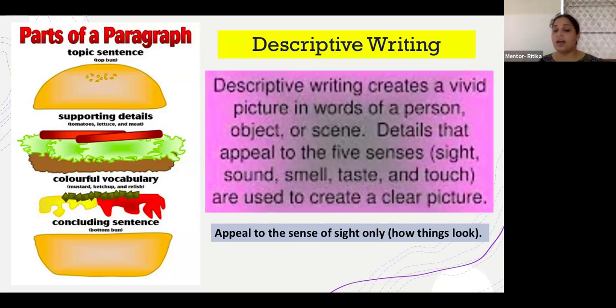With adjectives you also have to use a lot of sensory words which can evoke the image in front of you. The moment you read something, it feels as if you're smelling, you are there and you're visualizing that scene. So descriptive writing creates a vivid picture in words of a person, object, or scene, with details that appeal to the five senses. So we include sensory details. How many senses do you have?